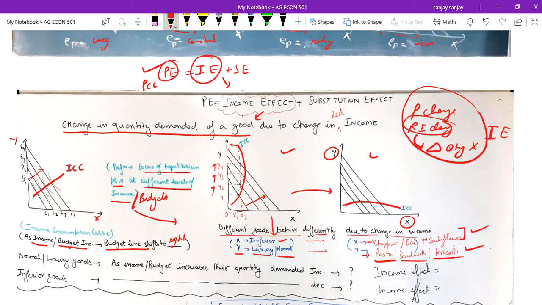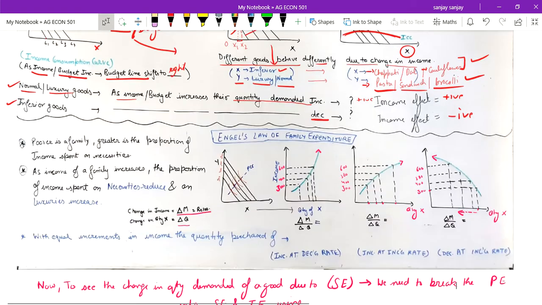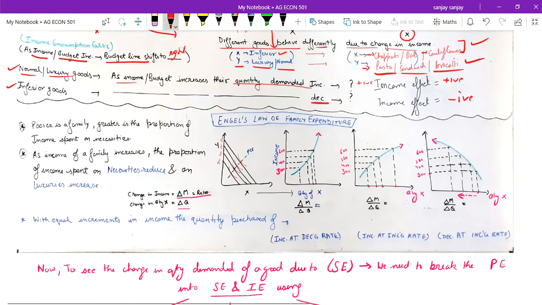See, now we should understand these two important points also. For normal or luxury goods, as the income or budget increases, their quantity demanded increases. So there is a positive relationship. So the income effect for normal or luxury goods is positive. And when the income increases, the quantity demanded of inferior goods reduces. The income effect is negative for them. This is a very common question asked in different types of examinations. Okay, so we have now studied income effect.